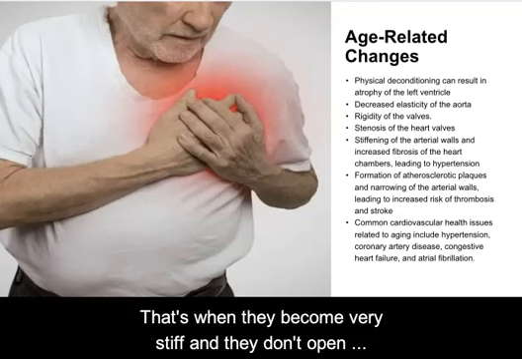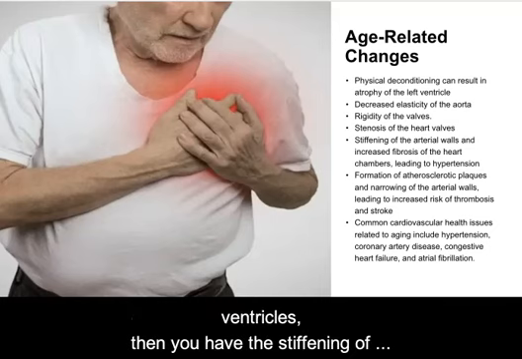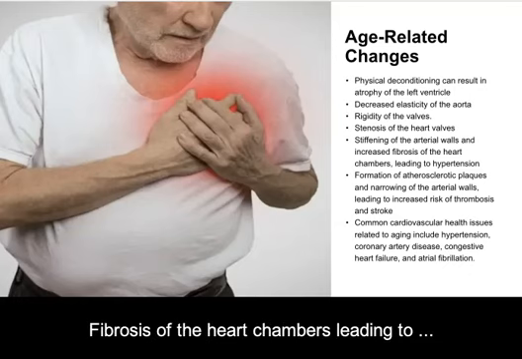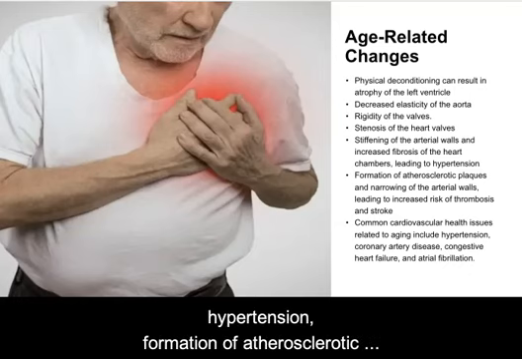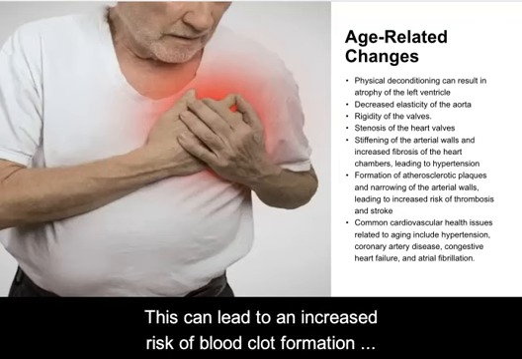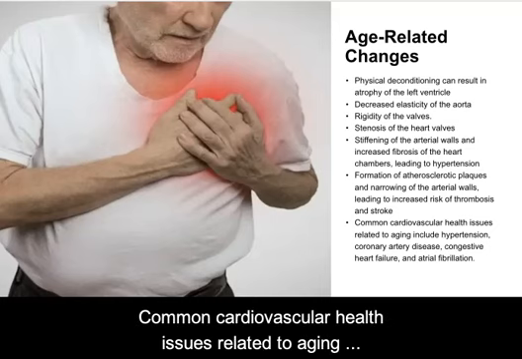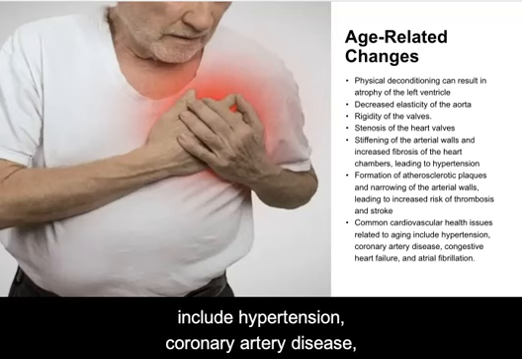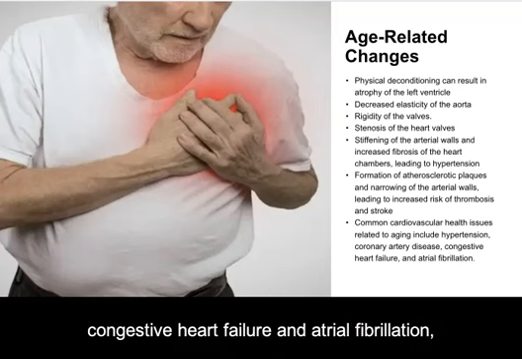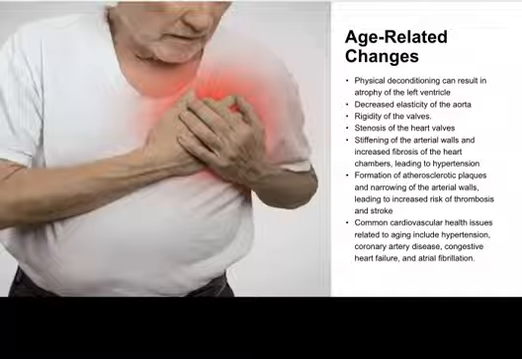Stenosis of the heart valves. That's when they become very stiff and they don't open enough, and the blood doesn't go from the atria to the ventricles. Then you have the stiffening of the arterial walls, right? Fibrosis of the heart chambers leading to hypertension. Formation of atherosclerotic plaques and narrowing of the arterial walls. This can lead to an increased risk of blood clot formation, causing a stroke. Right. Common cardiovascular health issues related to aging include hypertension, coronary artery disease, congestive heart failure, and atrial fibrillation, also known as AFib. These are the common ones.